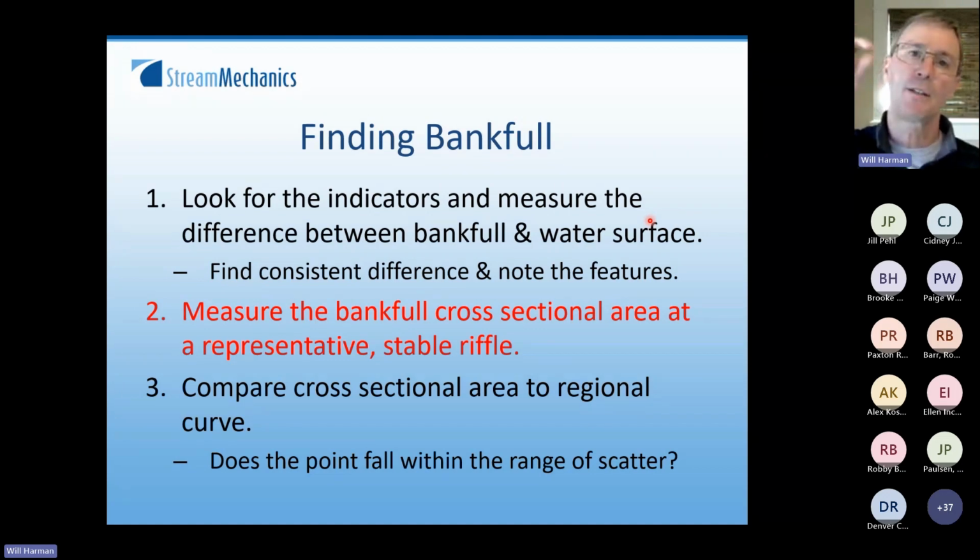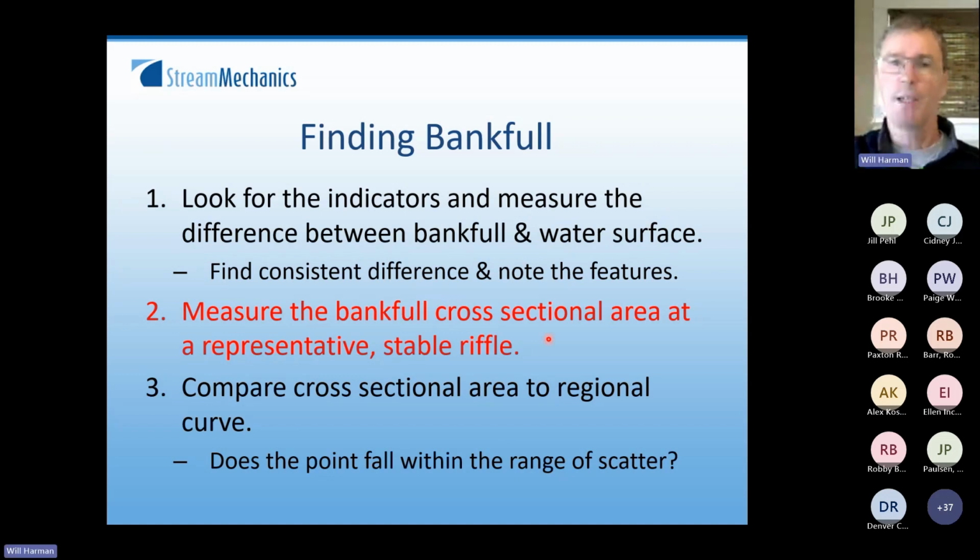And then where is the top of low bank? So this becomes really important when you're doing that floodplain connectivity parameter, is knowing when bankfull is also top of low bank, if it's a bench, versus when top of bank is the next feature up. So I'm not going to go through that here, but do go check that out in the user manual. All right, so the second step is to measure the bankfull cross-sectional area at a representative stable riffle.